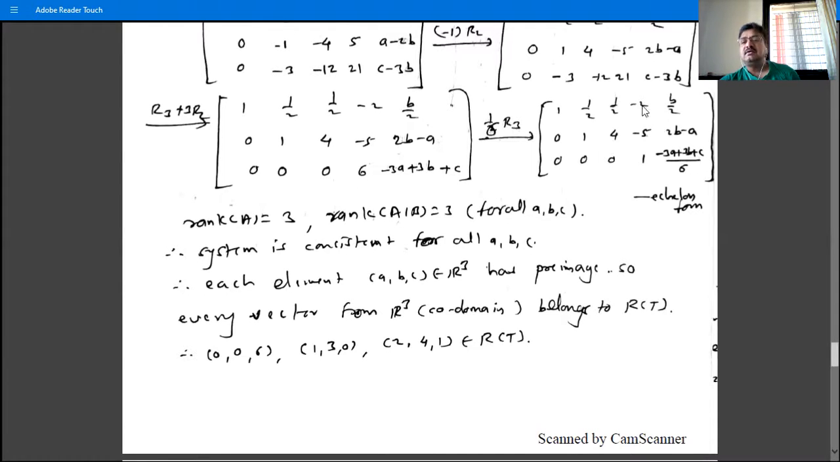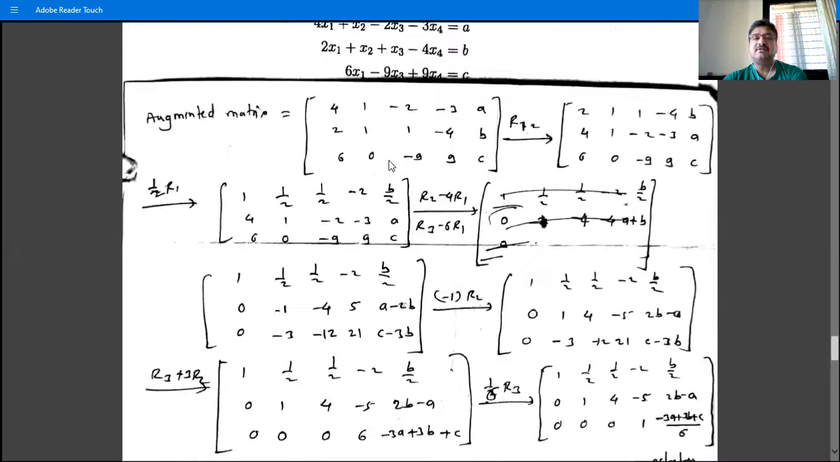If you observe this echelon form, the first 4 columns are the echelon form of the matrix A. How many non-zero rows are there in the echelon form of A? Three non-zero rows: first, second, and third. By deleting the last column, the remaining part is the echelon form of the matrix A, so the rank of A is 3. The rank of the augmented matrix is also 3 for all values of a, b, c, whether this quantity is equal to 0 or not. Therefore, the system is consistent for all a, b, c.